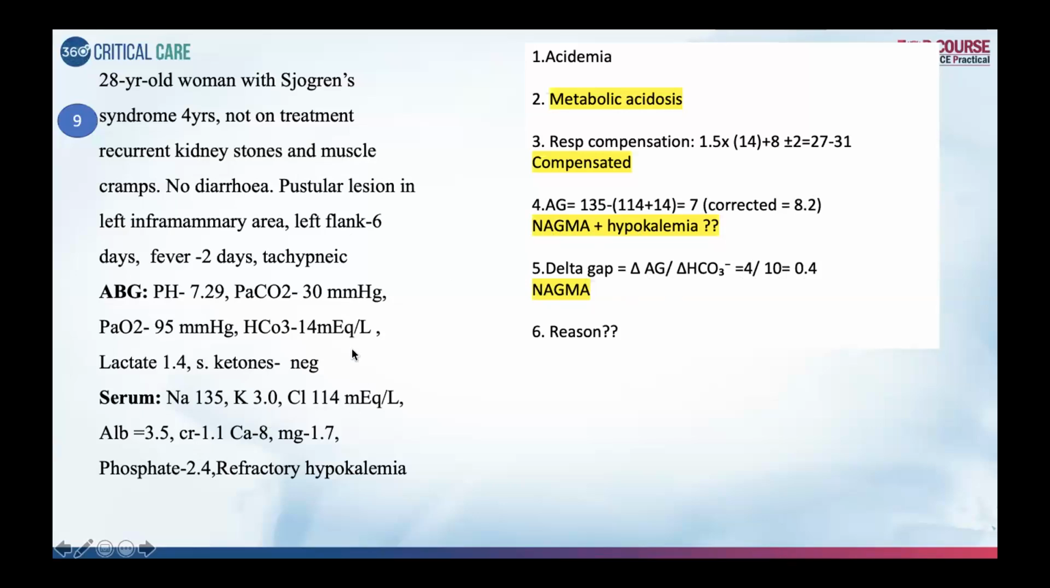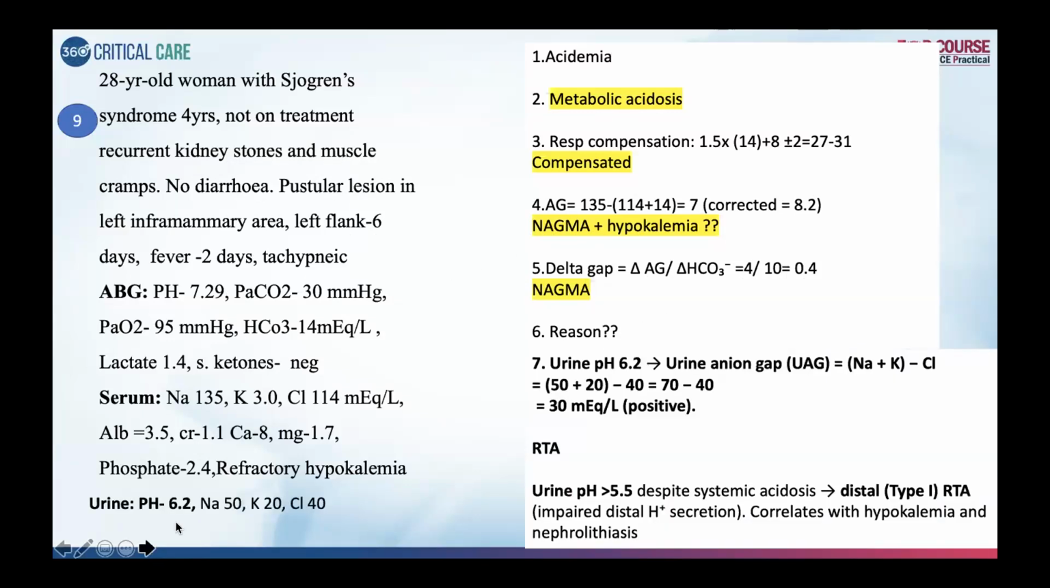Okay, it's slightly high. That is one factor. Second one, diarrhea, any other kind of ureteric sigmoidostomy, any other fistulas, any pancreatic fistula, anything in the history? No, I don't find anything. So what is the reason for this normal anion gap?